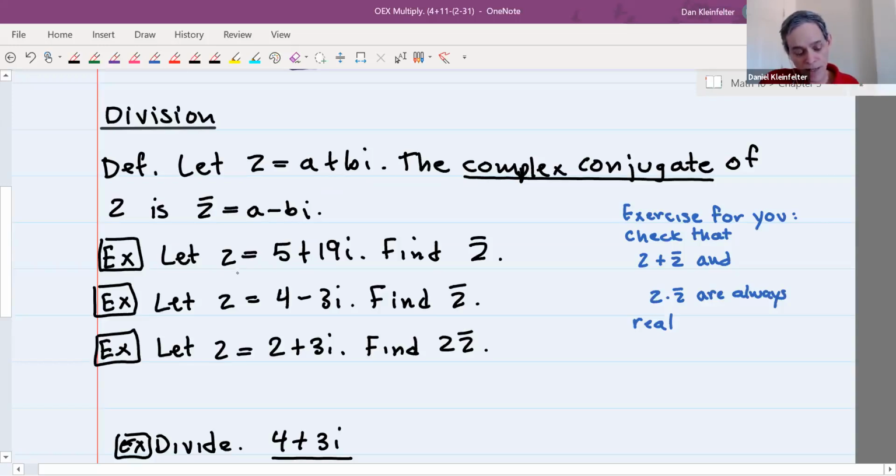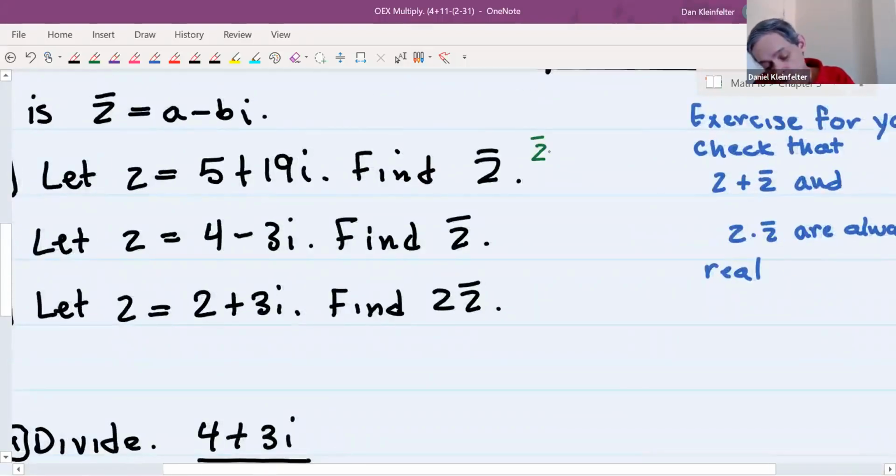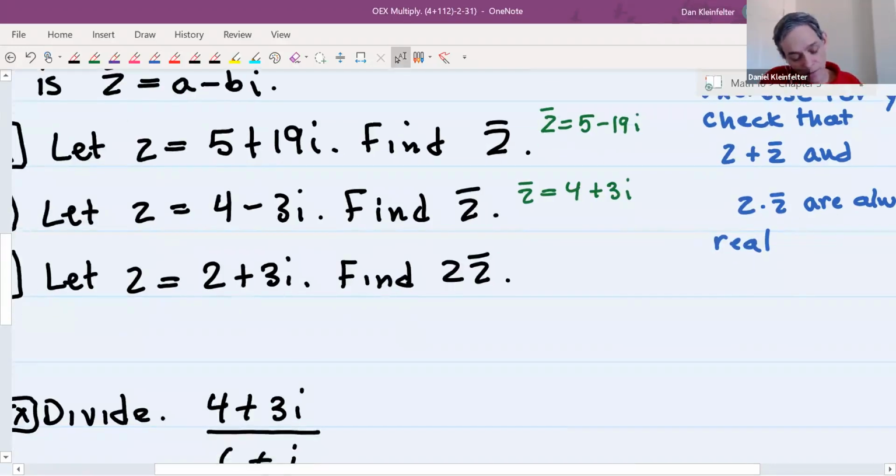So here, try some. If z is 5 plus 19i, then z bar will be 5 minus 19i. We keep the real part the same, we change the sign on the imaginary part. For 4 minus 3i, the z bar will be 4 plus 3i. Notice that if it starts out negative in between, it's going to end up positive in between, okay? It just changes sign.